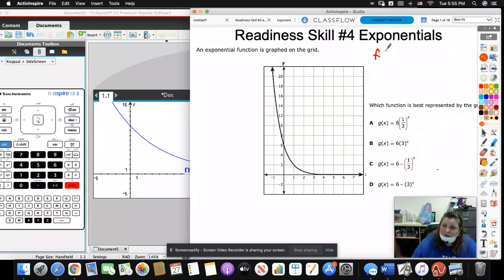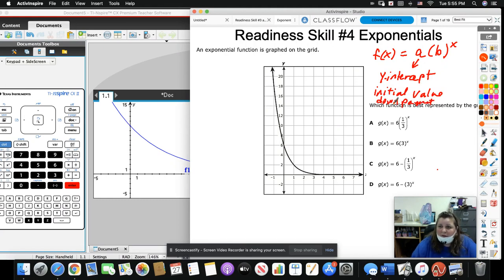First of all, the equation is f of x or y equals, or in this case, g equals a times b raised to the x power. Okay, so you need to know a is the y-intercept. A represents the y-intercept. The number out here is the y-intercept. That means it's the initial value. Down payment. Starting value, beginning value, whatever you're starting with goes here.